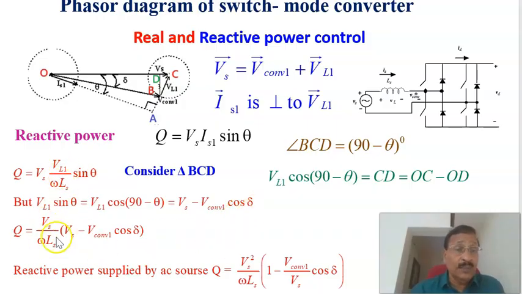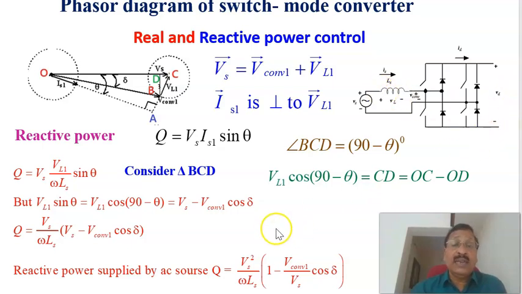Substituting that, Q equals Vs divided by omega Ls into Vs minus V converter 1 cos delta. The reactive power supplied by the source equals Vs square divided by omega Ls into 1 minus V converter 1 divided by Vs into cos delta. We multiplied Vs in the numerator and denominator, that is why we get an equation like this. Therefore, this is the equation for the reactive power flow between the grid, the AC source, and the DC source. Previously we calculated the real power flow between the AC source and the DC source.